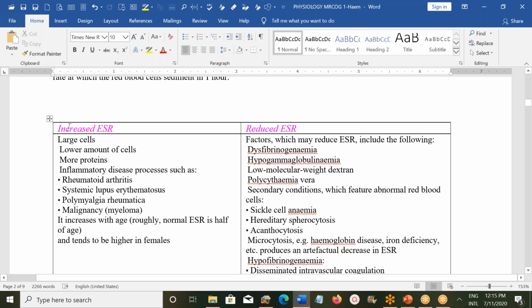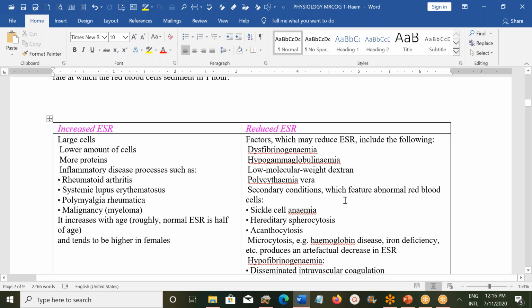So reduced ESR, when are we going to see it? These include dysfibrinogenemia. There is less fibrin in the blood. Then hypogammaglobulinemia. Then the patient has had low molecular weight dextran, given for something. Then reduced ESR in polycythemia vera. Like the number of cells is very high, too numerous, so they will not settle down. Remember, people think in polycythemia, since the number is very high, the ESR will increase. No, ESR is the rate of settling down of the RBCs, so it will decrease in this condition.